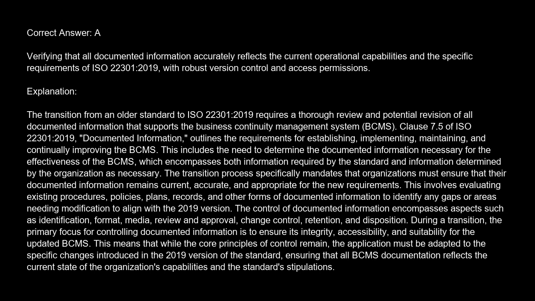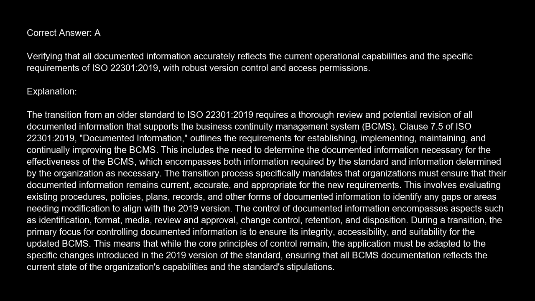Clause 7.5 of ISO 22301-2019, Documented Information, outlines the requirements for establishing, implementing, maintaining, and continually improving the BCMS. This includes the need to determine the documented information necessary for the effectiveness of the BCMS, which encompasses both information required by the standard and information determined by the organization as necessary.